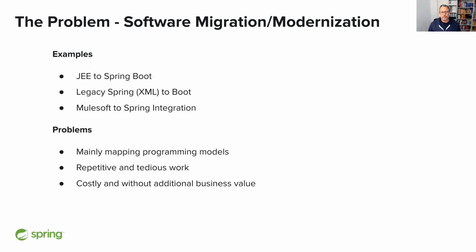The problems in this area are that a lot of the work is mainly mapping programming models. For example, from stateless EJBs to Spring services or any other migrations. We're going to look into these in a demo that I'm going to run. The problem is also that it's going to be repetitive and tedious work. Maybe it's fun if you migrate one JEE application to Spring Boot, but if you're going to migrate the 10th, it's not going to be fun anymore. And probably the biggest problem is that the whole thing is very costly and without an additional business value. I mean, sure, maybe applications run faster, you have different possibilities to roll out the application if you're going to migrate to a more modern tech stack, but from a customer perspective, there is no change, at least in the beginning, and that's kind of a problem.